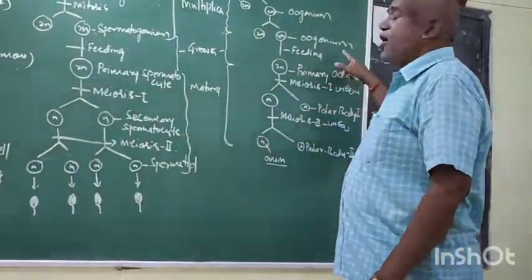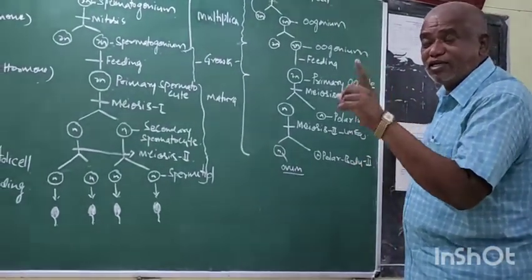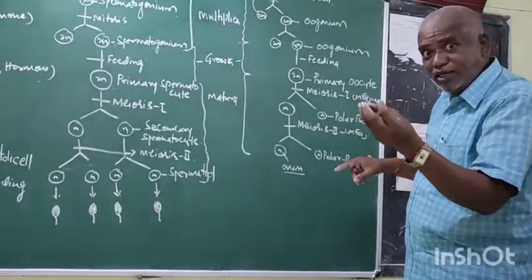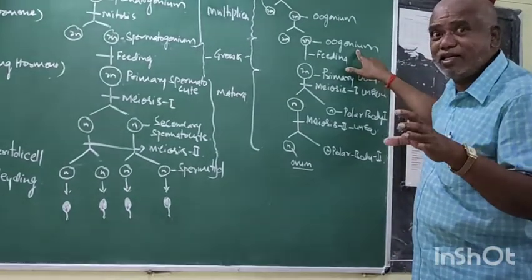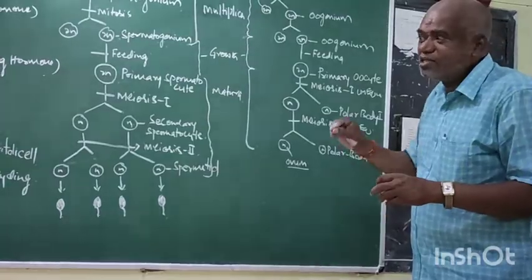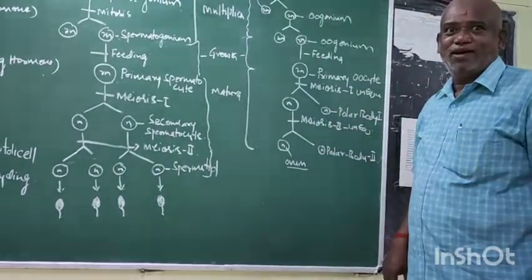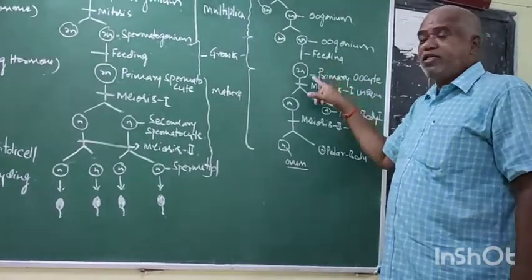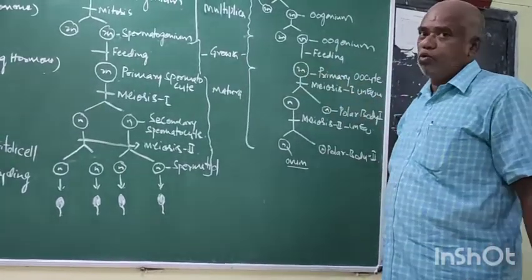But here, in oogenesis, there is a cluster of oogonia. In this cluster, the central cell stops the division and feeds on some other oogonia. The remaining oogonia form the layer. After the feeding, it grows inside, and that is called the primary oocyte. This is called the growth phase.